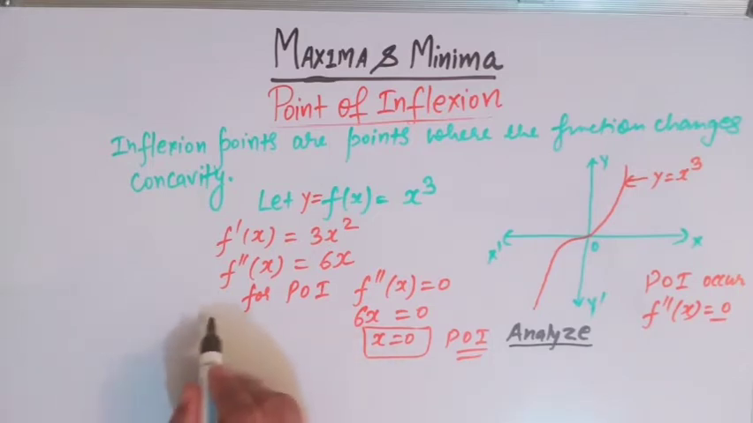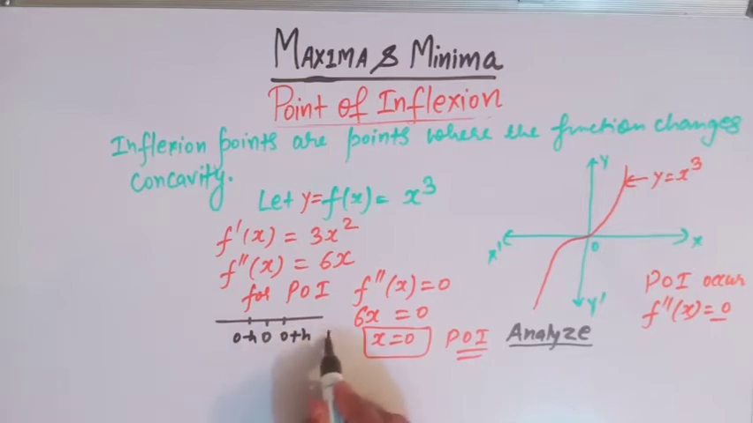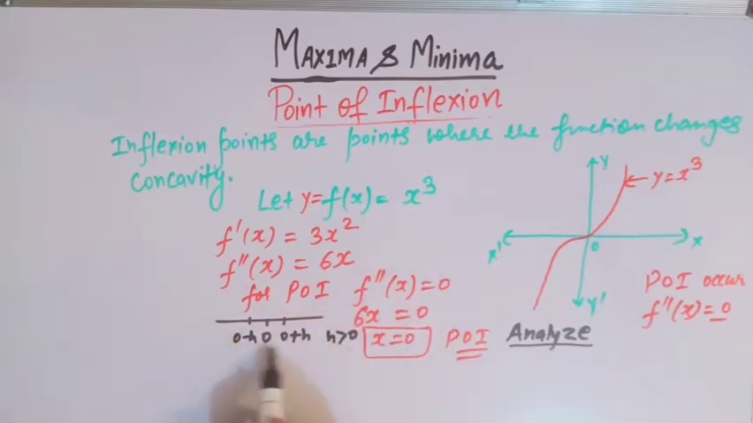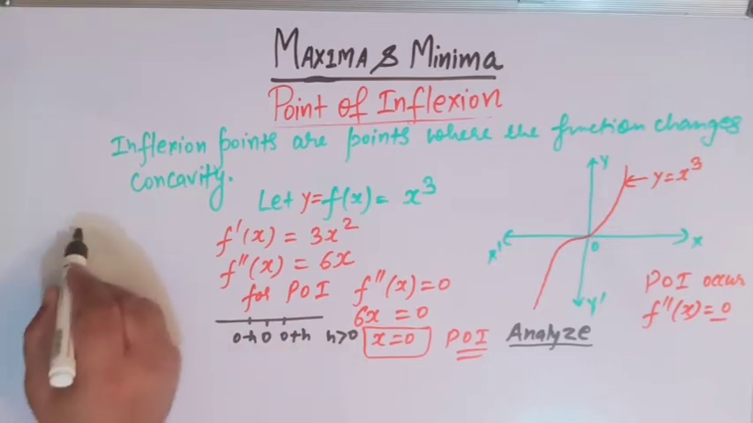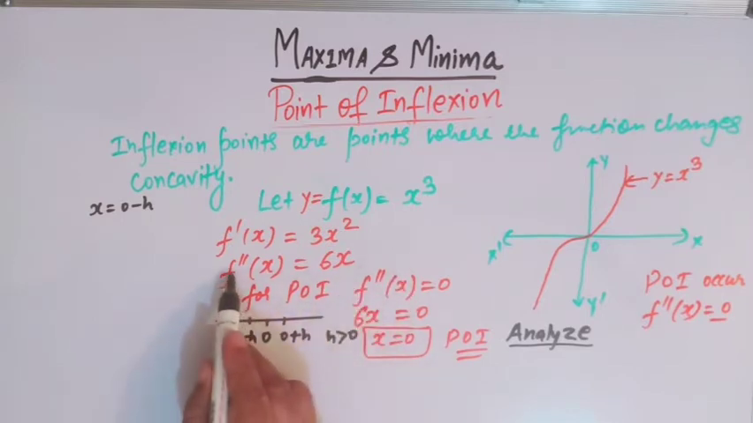Now what we will do, we will take this point x equal to 0, and we will take 2 points to the left and right of this point. Say to the left this point is 0 minus h, and to the right it is 0 plus h, and here h is greater than 0. Now we will find the sign of the second derivative at these 2 points, right? So at x equal to 0 minus h, let us find the sign of the second derivative.